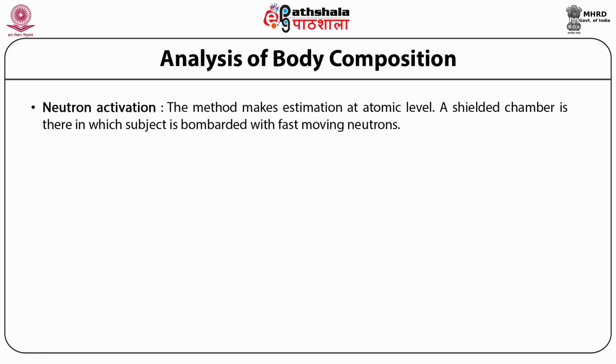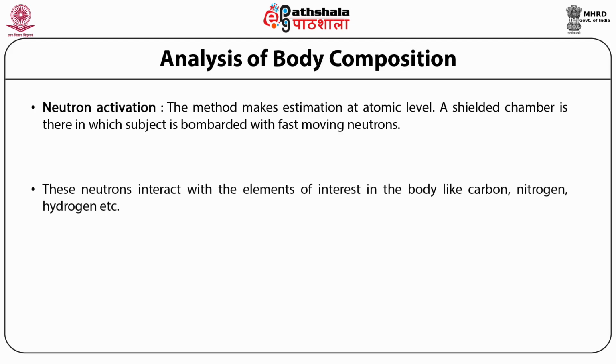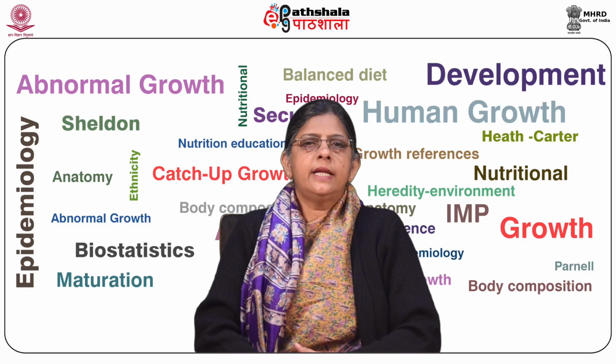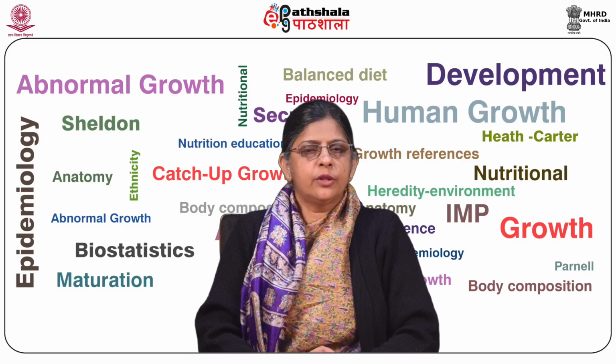Neutron activation. In this method, estimation is made at the atomic level. A shielded chamber is there in which the subject is bombarded with fast moving neutrons. These neutrons interact with the elements of interest in the body, like carbon, nitrogen, hydrogen, etc., and form their respective unstable isotopes. These unstable isotopes emit gamma rays, detection of which gives the estimation of body composition made out of molecules of that element.